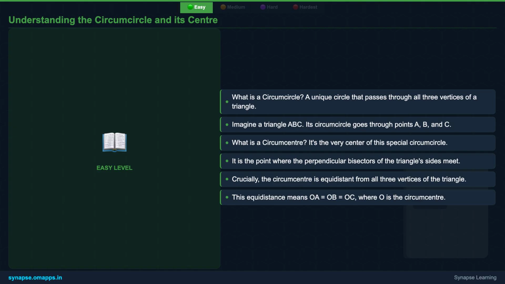Think of it as the balancing point for the triangle if you wanted to draw a circle around it perfectly. This special point is where the perpendicular bisectors of the triangle's sides all meet. And here's a crucial fact: the circumcenter is always equidistant from all three vertices of the triangle, meaning the distance from the center to each vertex is the same.